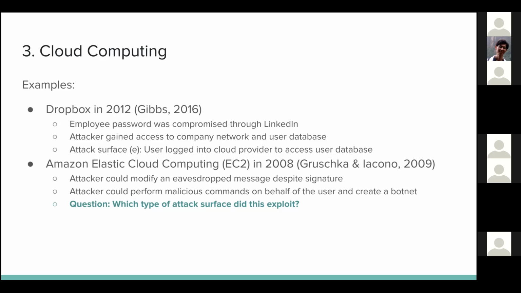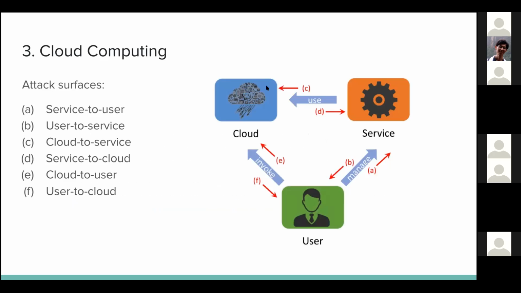That's a good question. I realized that the paper doesn't really explain whether credentials were actually lost, or whether the attacker was just able to impersonate the user. It seems the attacker compromised the user's account and created a botnet. And how could the attacker do this? Maybe you have a question: what type of attack surface did this exploit? The question was, of the 6 directions over here, which attack surface did this involve?